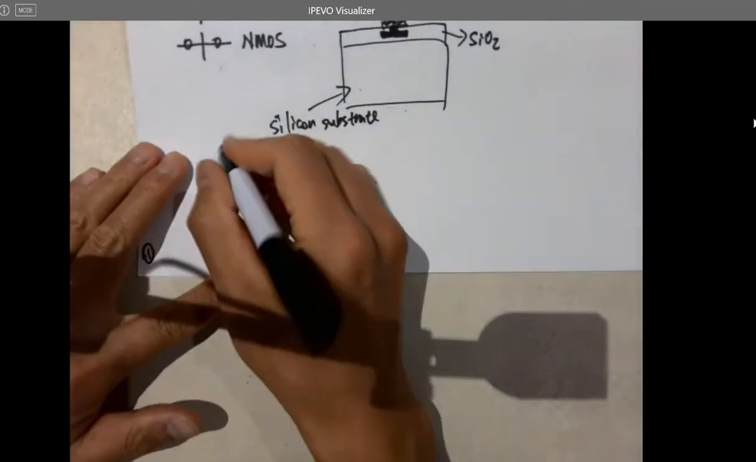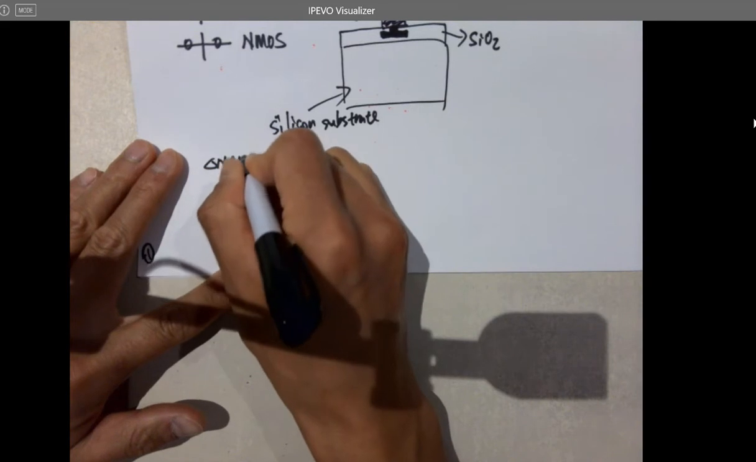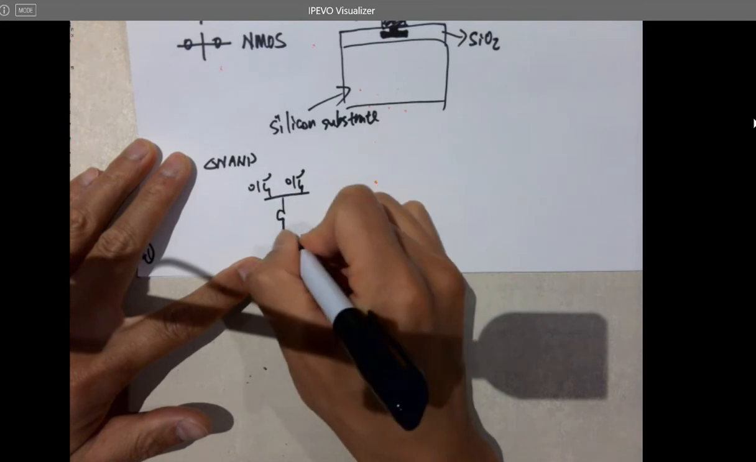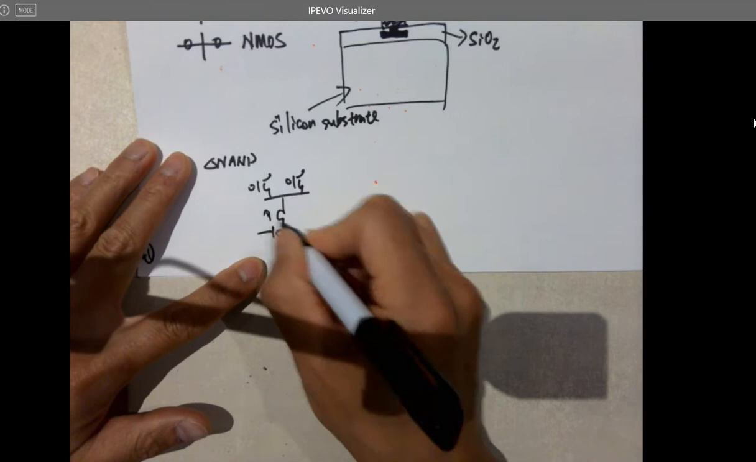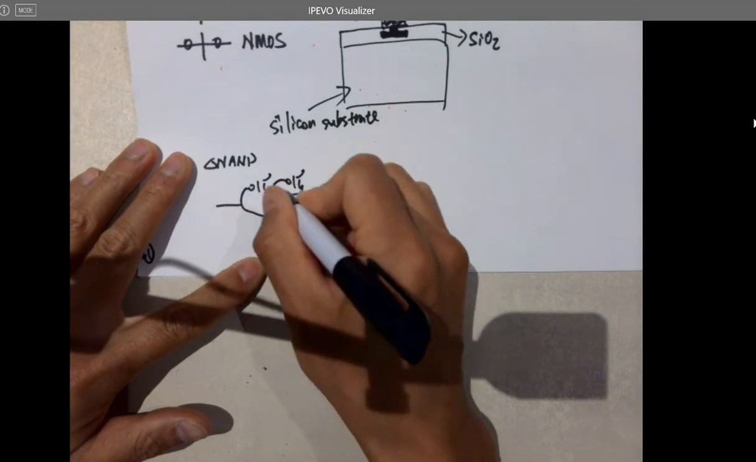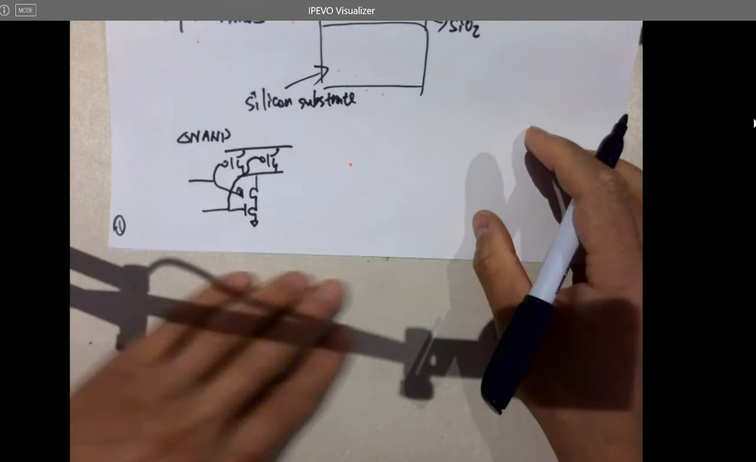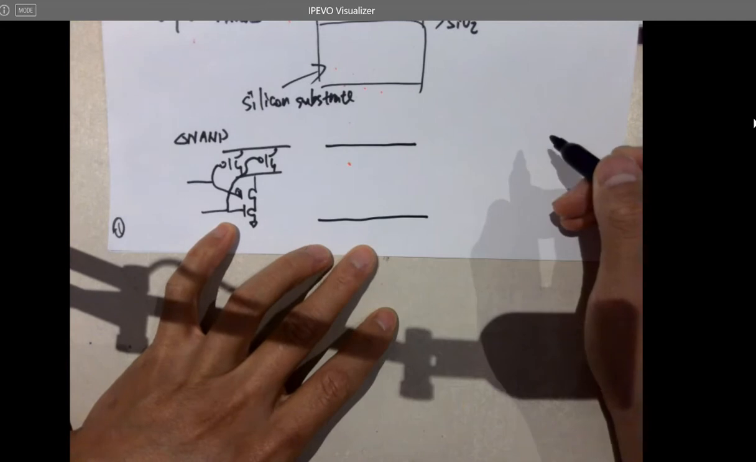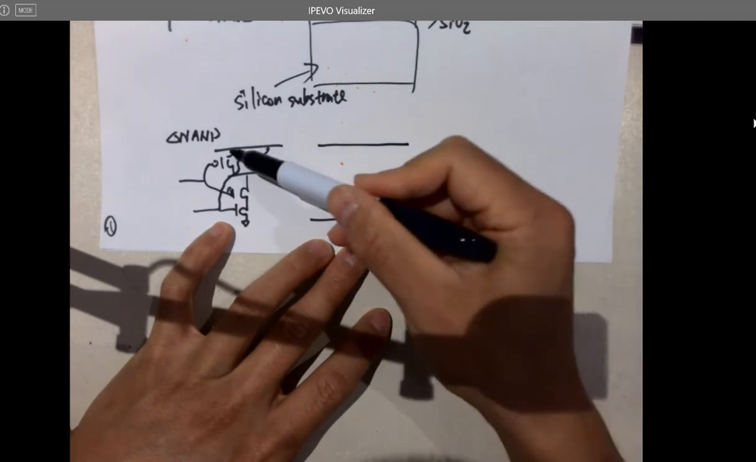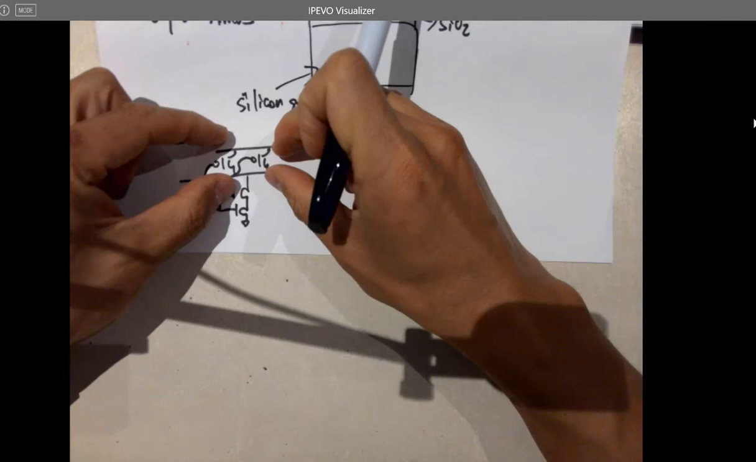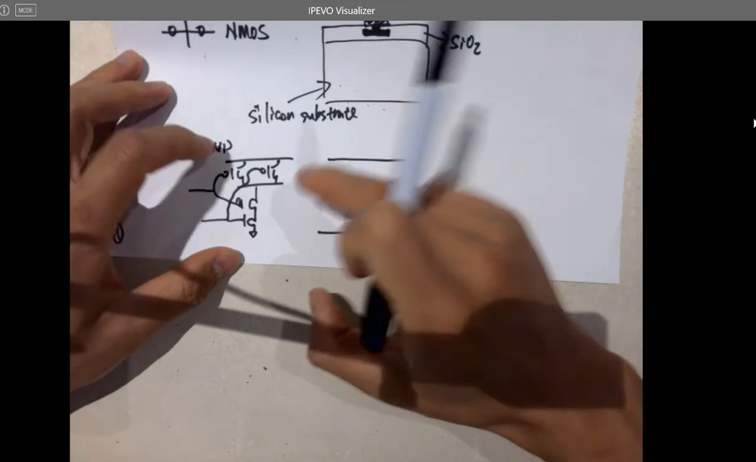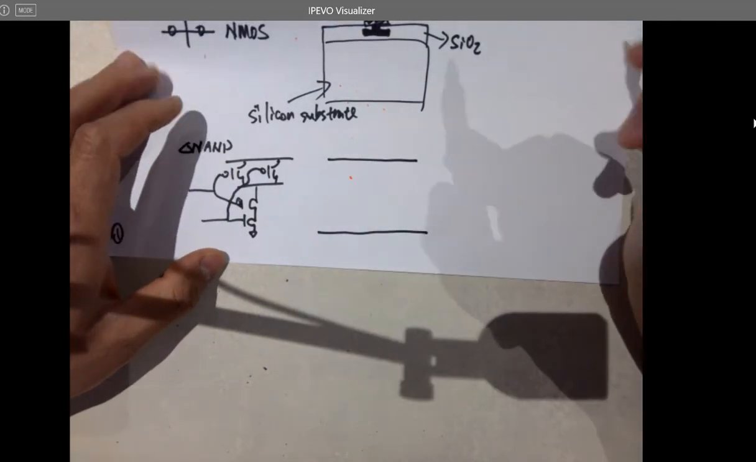What about the NAND gate? So the NAND gate looks like this. Similarly, you need 2 rails. And these 2 PMOSes are in parallel or in series? Are they in parallel or are they in series? These 2 PMOSes. Parallel, okay?